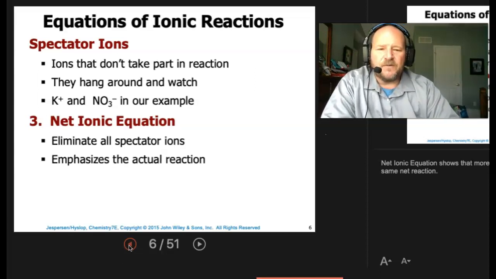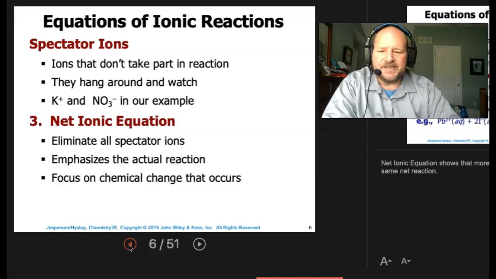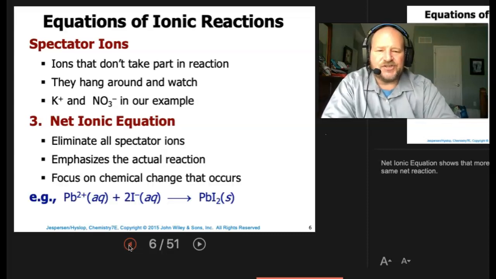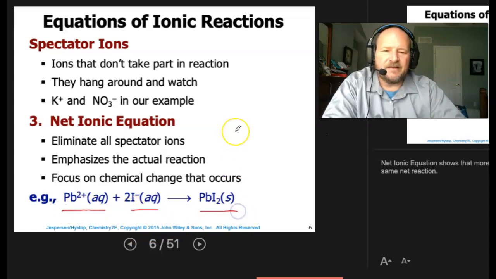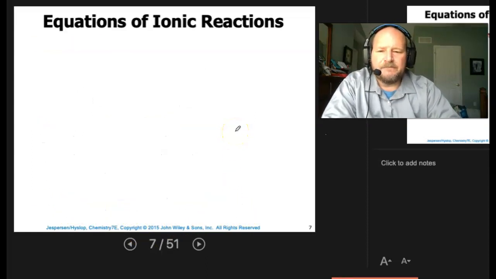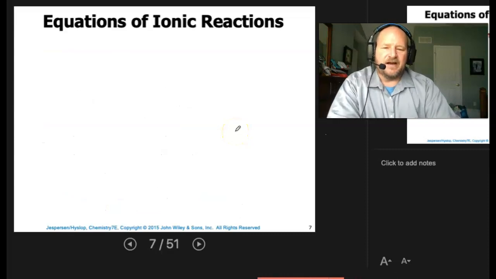So here, we're going to emphasize the actual reaction itself. Okay, so we're going to focus on what's actually changing. And so remember we had the nitrate and we had the potassium, but they were ions on both sides. We're going to cancel those out, and then what we're left with is simply the lead plus the iodine to make the lead iodide. Okay, so that was our net ionic equation.